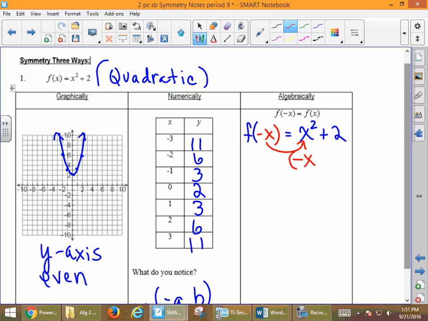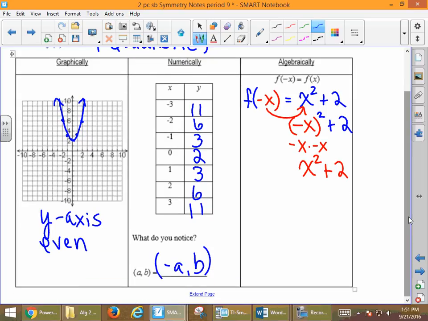So it's going to be negative x, squared, plus 2. And then negative x squared means times itself, so that's negative x times negative x. And that ultimately gives us positive x squared plus 2. What we've done here algebraically is look at f of negative x. We want to compare that value. So what we just came up with is x squared plus 2. That's our value of f of negative x.